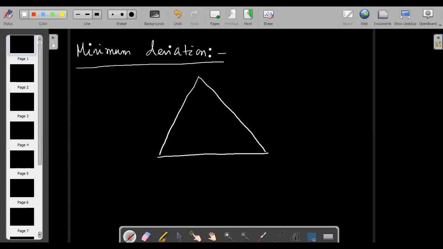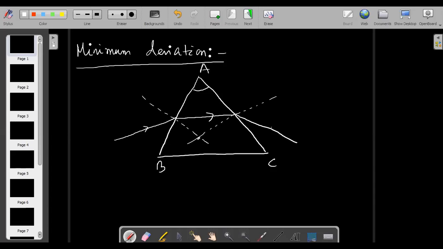So this is A, this is B, this is C. It's a prism. This is the angle of prism here. The incident ray is like this, and I have to draw the normal here. This is the refracted ray. And again another normal you have to draw here, and here the emergent ray.